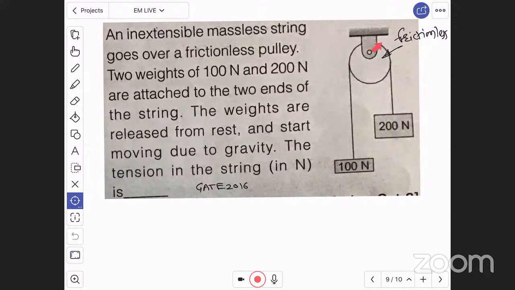Look, this is a string, this string is connecting two weights 100 Newton and 200 Newton, right. The weights are released from the rest. Earlier both were at rest, here I made this assembly and released it, released from the rest and starts moving due to gravity. The tension in the string in Newton is? Now for this motion, what is the tension in Newton in the string, right?